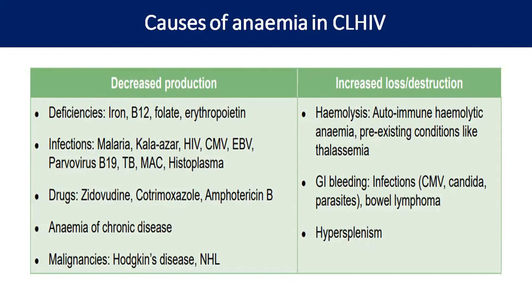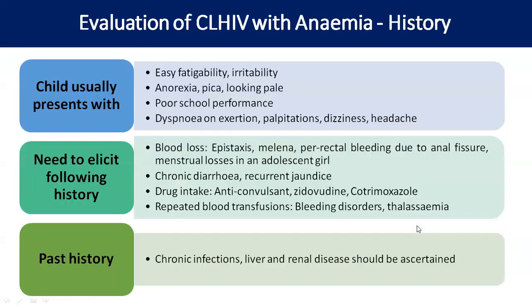Looking at increased loss or destruction, there is hemolysis, which includes autoimmune hemolytic anemia or pre-existing conditions in the patients, GI bleed, like bleeding because of certain infections like CMV, Candida, or bowel lymphoma, or hypersplenism.